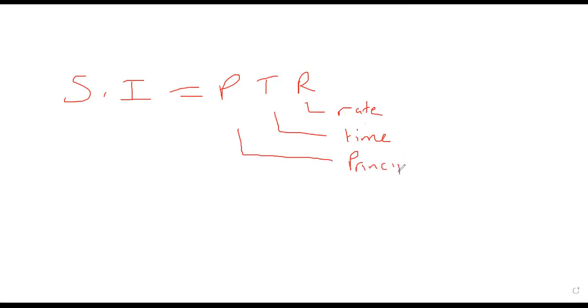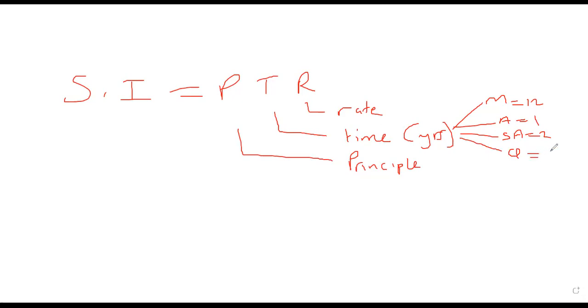Now, time is usually in years. Otherwise, if it's given in denominations other than years, for instance, monthly, this is 12 times. Annually, this is once a year. Semi-annually, this is twice a year. Quarterly, this means how many times a year? 4 times a year. Weekly, this means what? 52 times a year. And also daily, this will be 365 times in a year.